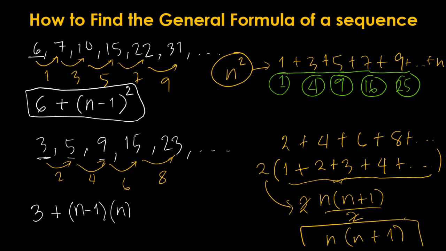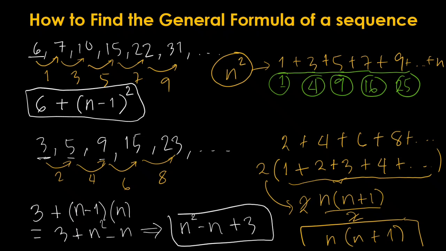Now, you can still continue to simplify this general formula. So we have 3 plus, distributing our n, that's n squared minus n. Let's arrange it: n squared minus n plus 3. So this is the general formula of this sequence here.